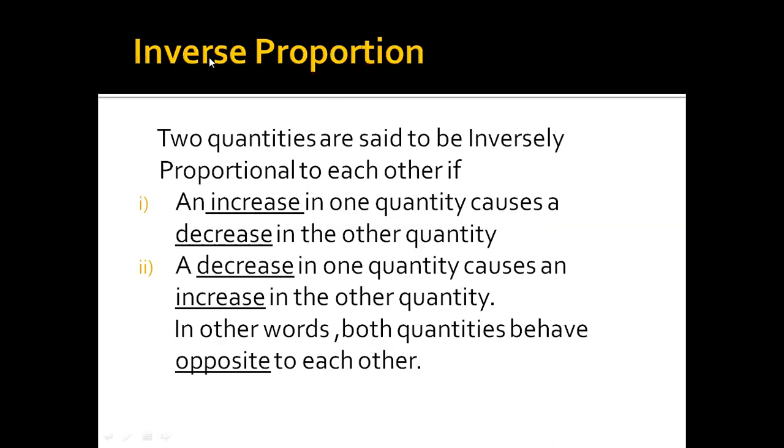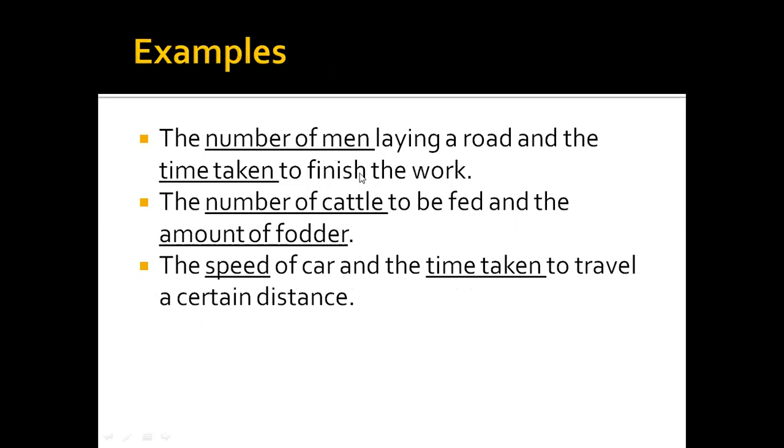Let's move to the next part of the topic, inverse proportion. Inverse proportion is also called indirect proportion. Two quantities are said to be inversely proportional to each other if, number one, an increase in one quantity causes a decrease in the other quantity. Number two, a decrease in one quantity causes an increase in the second quantity. In other words, both quantities behave opposite to each other. Now let's see some examples from real world life.